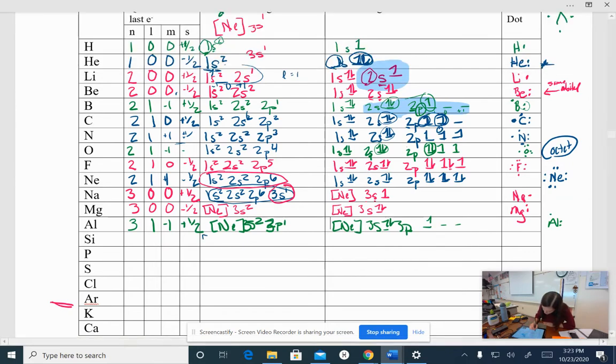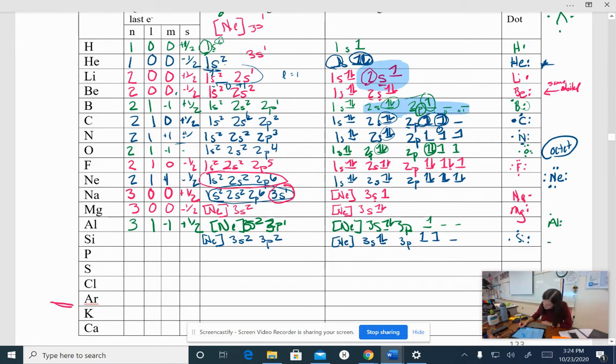Okay, so silicon. Let's change the color here so that we don't get so confused. We're still going to use the noble gas notation of neon. We're still going to have 3s2 and 3p2. So we're going to have neon, 3s, both up and down, 3p, up and up. So our dot picture here for silicon, we're going to have 2 dots to the right showing our s orbitals, 1 on the top showing the first p orbital, and 1 on the left showing the second p orbital.